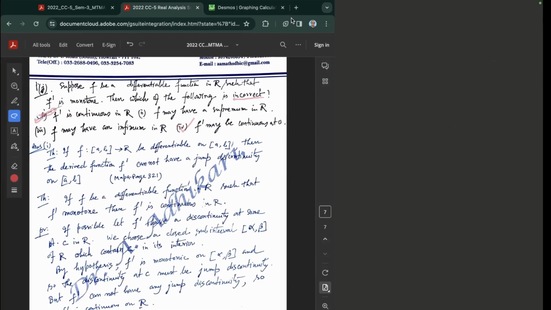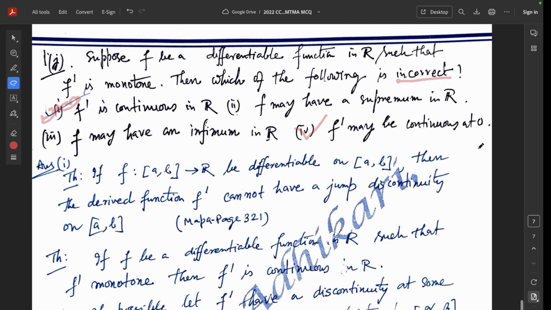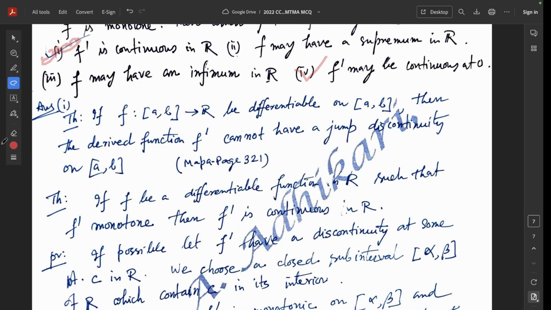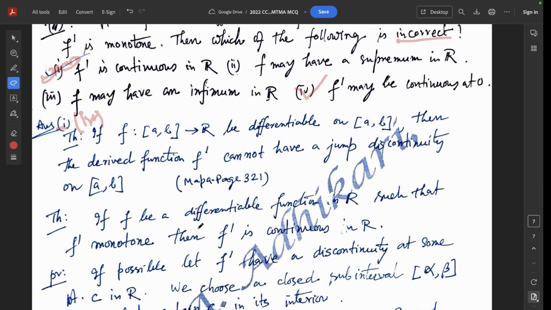Here, this is the correct option. If f' is continuous in R, this would be correct if the question asked which of the following is correct. But f' may be discontinuous is the incorrect option. So the right answer is option 4. f' may be discontinuous, not maybe; it is surely continuous, actually. Thank you for watching this video.